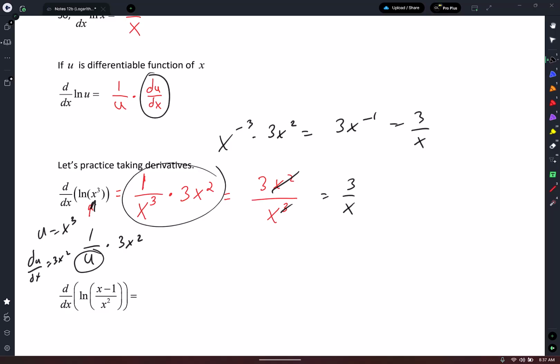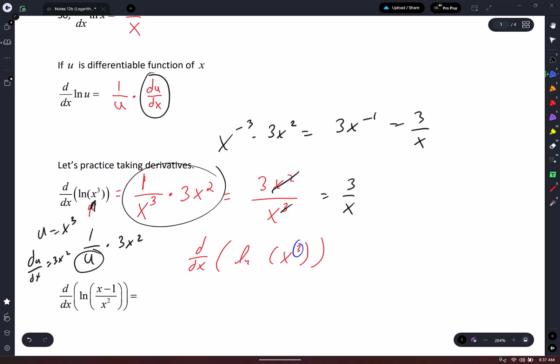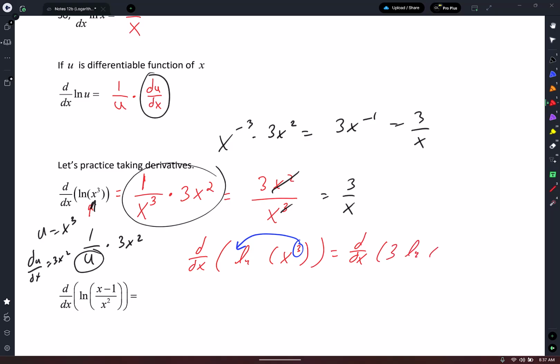Did you see that? Okay. I just want to bring this to your attention: you could have used your log rules. Let me rewrite it: d dx of ln of x cubed. You see this 3 right here? I could have moved that 3 in front, and you still get the same answer: d dx of 3 ln x. That 3 is just a constant, so it's 3 times the derivative of ln x, and you get the same answer, 3 over x.